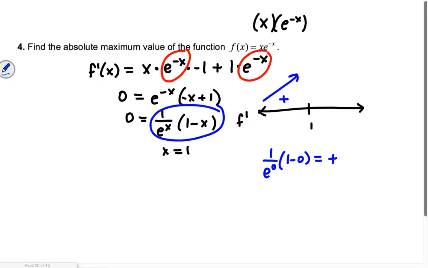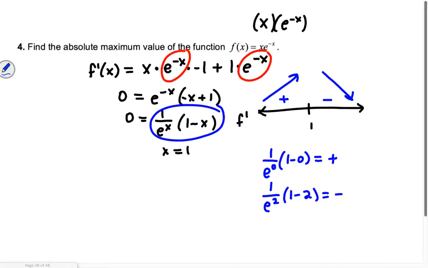And then if I plug in 2, I get 1 over e squared, 1 minus 2. Well, 1 over e squared is positive, but what about the 1 minus 2 part? That's negative. So I have a positive number times a negative number, which is negative. You guys kind of did stuff like this in Algebra 2 and pre-calc. Do you guys remember critical values? That's why you do this. It leads to this. So can we say that that's a maximum then?